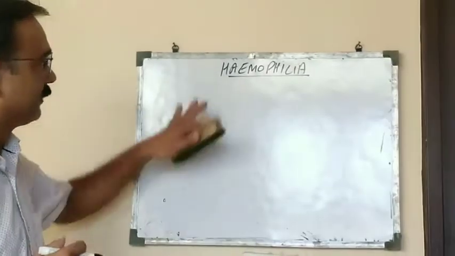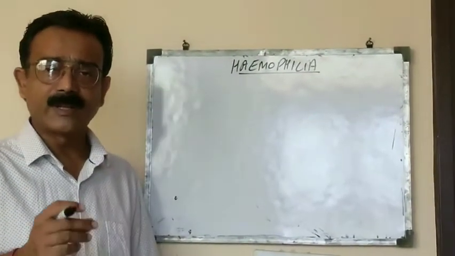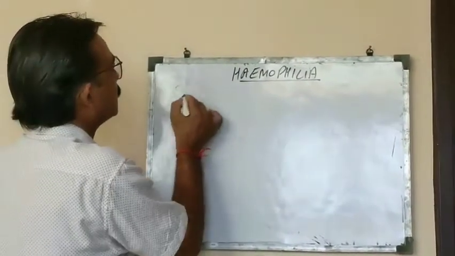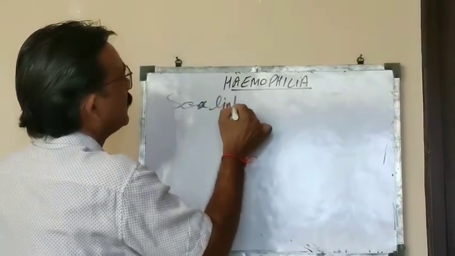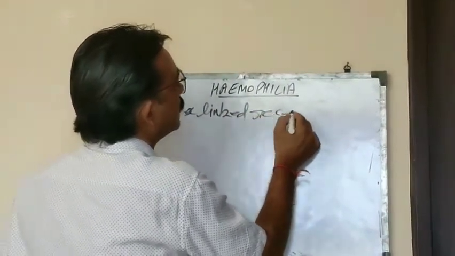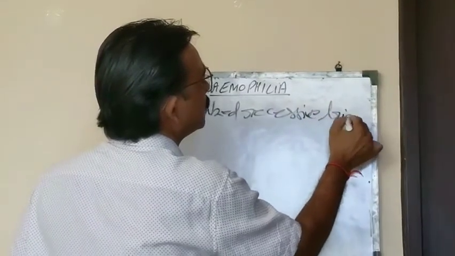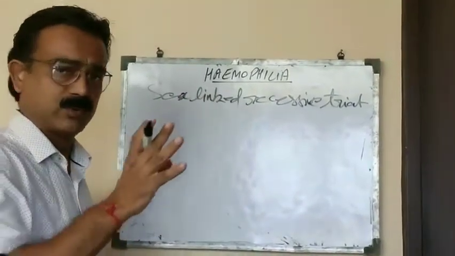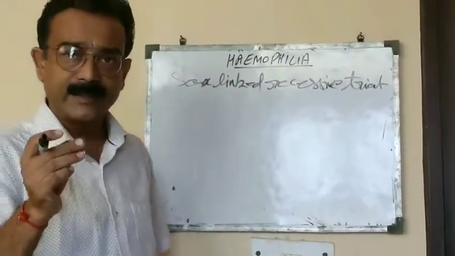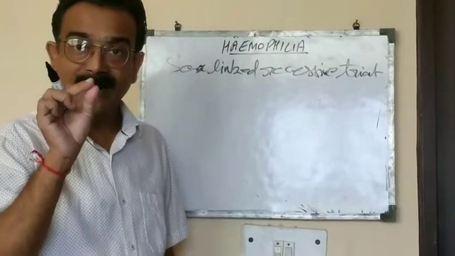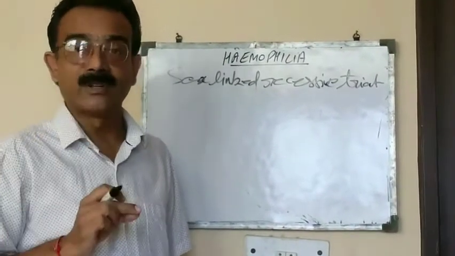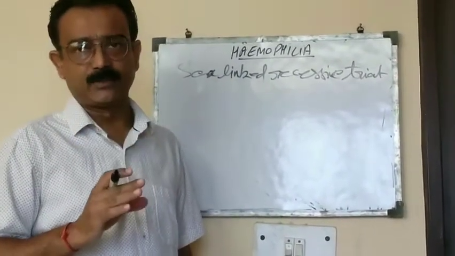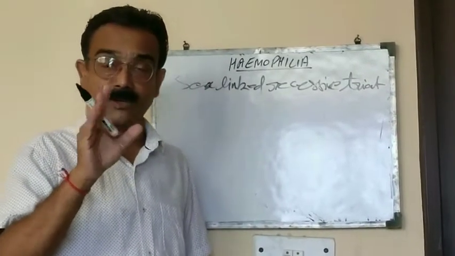In this sequence, the very first is hemophilia. Hemophilia is a sex-linked recessive trait disorder. And what happens when a person is infected by this disease? In an infected person, a minor cut can lead to non-stop bleeding.